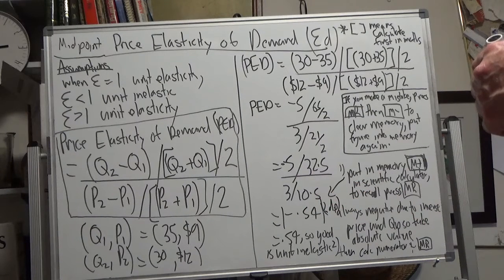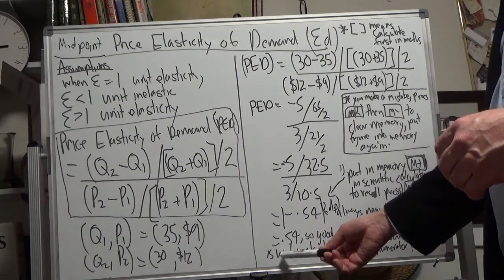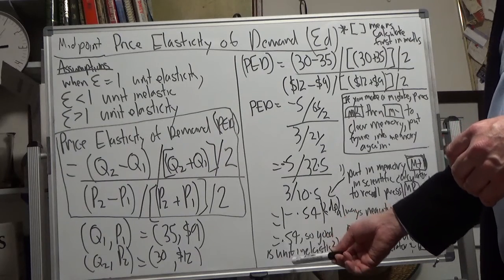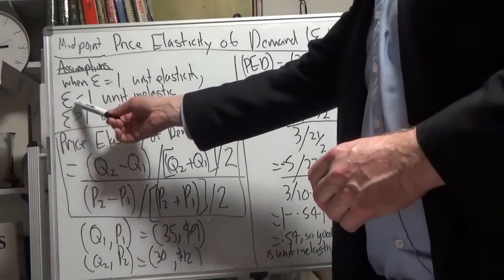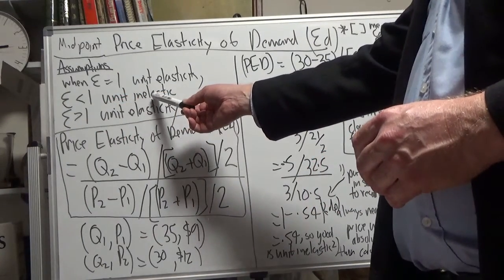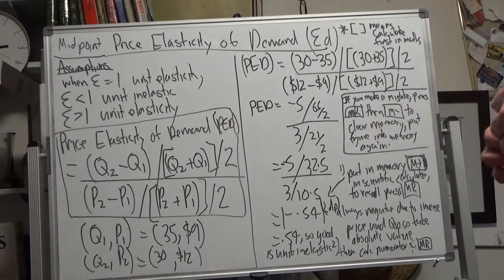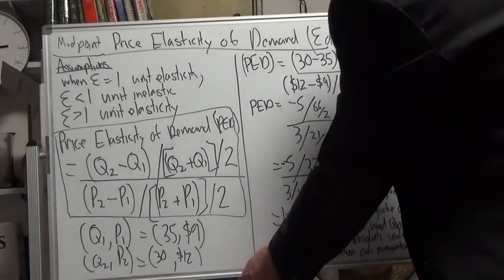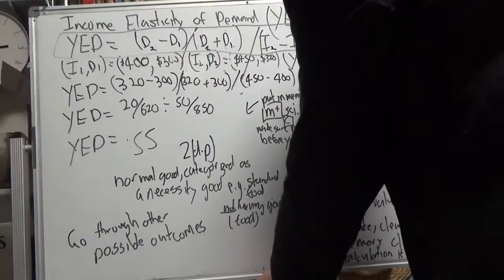So our figure, 0.54, is less than 1, so that good is inelastic, falling in that range there. The PED is less than 1. Okay, so we conclude that good is price inelastic. So now going over, we'll do another example on elasticity called income elasticity of demand.